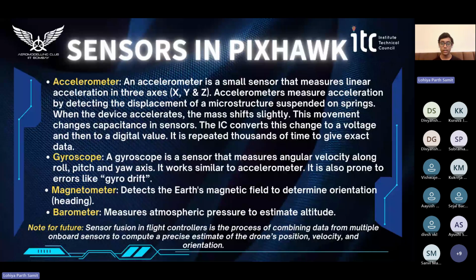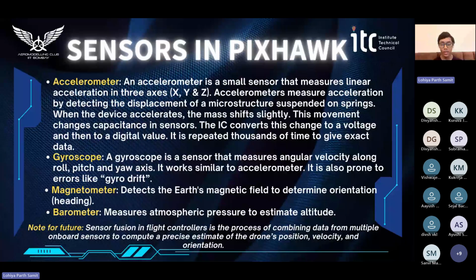MEMS stands short for micro electromechanical systems. So what happens is we have some sort of comb structure interlocked like this. And with linear accelerations, this can move relative to this. And the distance between these plates changes, which causes a change in the capacitance. And this capacitance can be measured electronically and converted to signals. And it is repeated thousands of times to give the exact data for us.